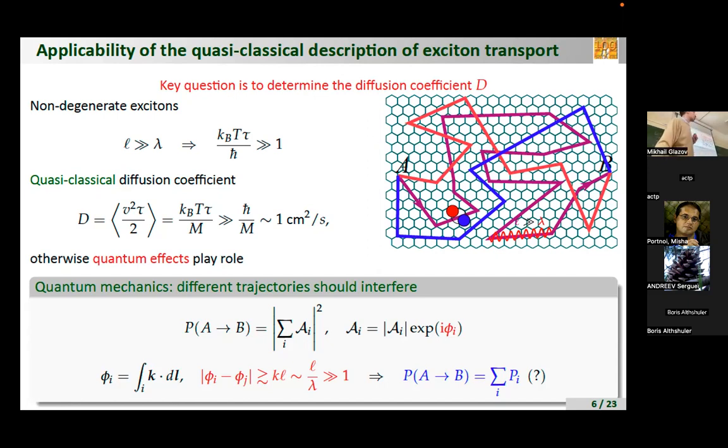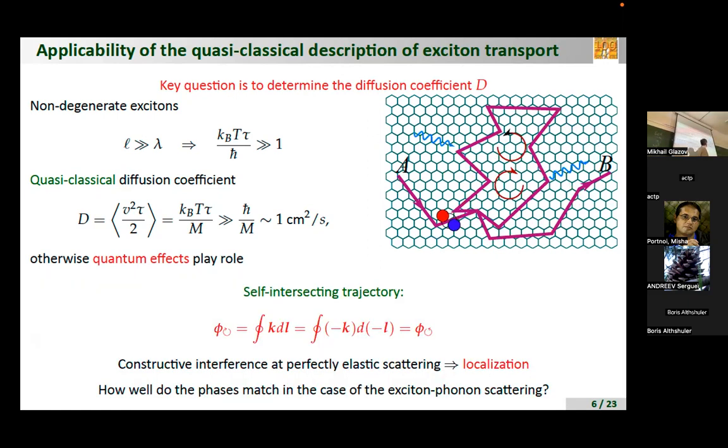There are, however, special trajectories where this condition of vanishing interference is not fulfilled. Let us assume that we have a trajectory with a kind of self-intersection, as shown here. Then the exciton can go clockwise or counterclockwise. These two paths, from the classical point of view, are completely equivalent. In terms of interference, the phases for clockwise and counterclockwise propagation are also exactly the same, because these two trajectories, under the same scattering conditions, are just related by time reversal. You change the direction of momentum, and since you propagate backwards, you also change the direction of dA. So the phases are the same. You have perfect interference at such trajectories, clockwise and counterclockwise.